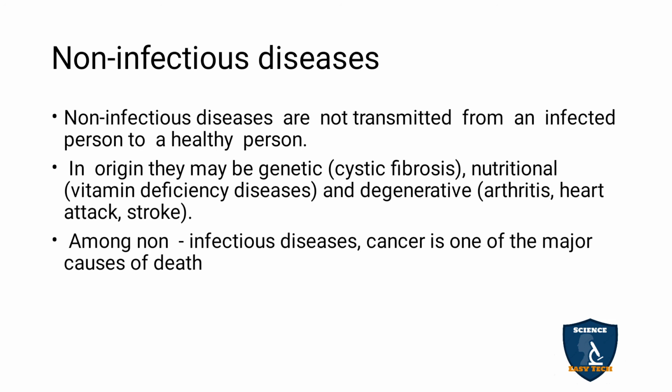Due to a genetic problem, the disease comes to the particular person and it won't be communicated. In the same way, nutritional disease, that is vitamin deficiency disease, only deals with the person and won't communicate. And degenerative diseases, that is arthritis, heart attack, stroke, are degenerative diseases of the cells and muscles. They won't communicate to another person.